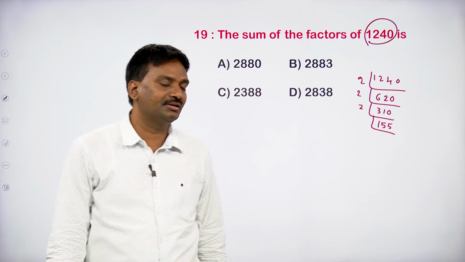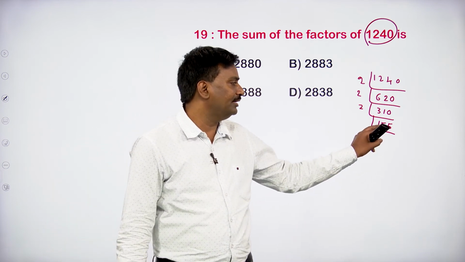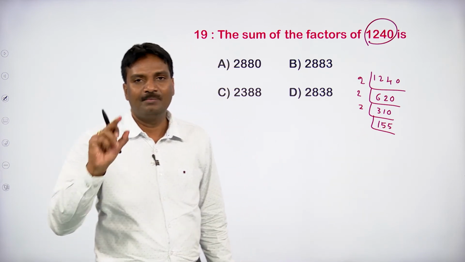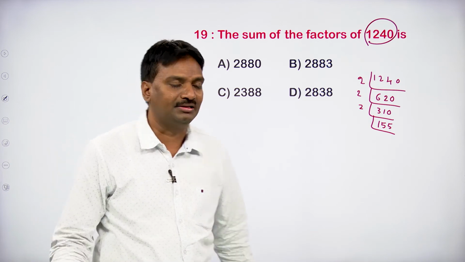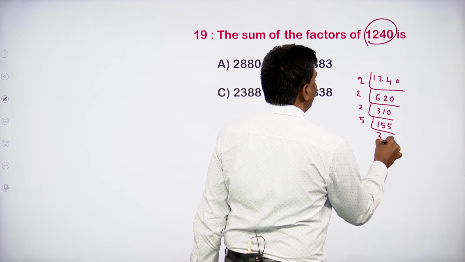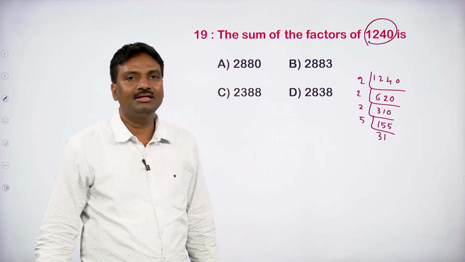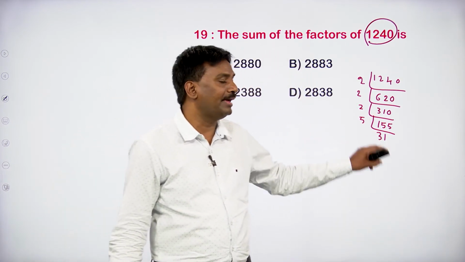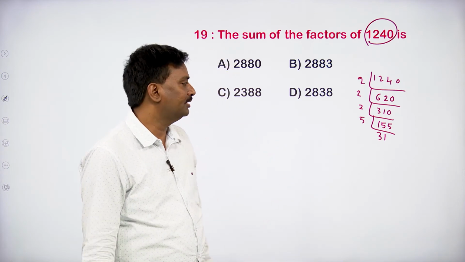Next let us consider 3. If we take 3, 1 plus 5, 6, 6 plus 5, 11. But 11 is not divisible by 3. Next let us take 5. If we take 5, 5 3s are 15, 5 1s are 5. So clearly 31 is a prime integer.